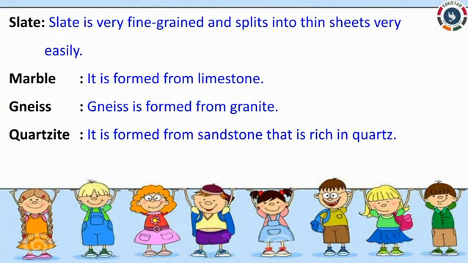Slate. Slate is very fine grained and splits into thin sheets very easily. Marble. It is formed from limestone. Gneiss. Gneiss is formed from granite. Quartzite. It is formed from sandstone that is rich in quartz.